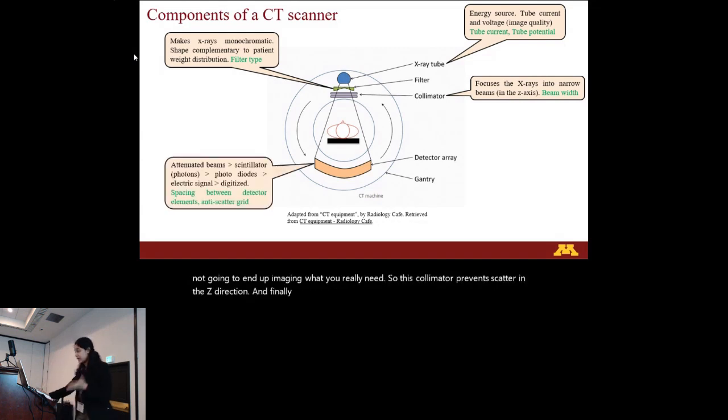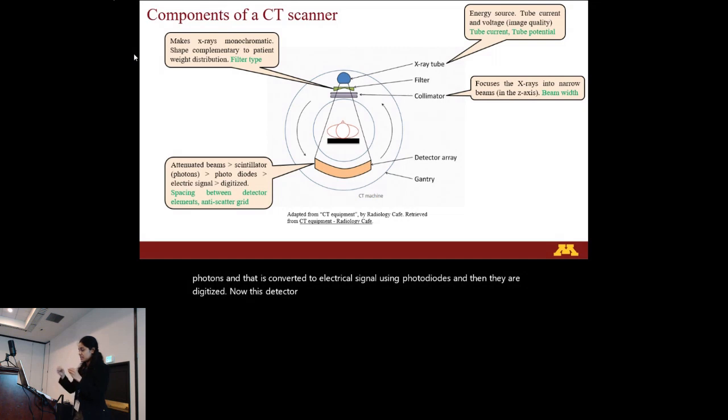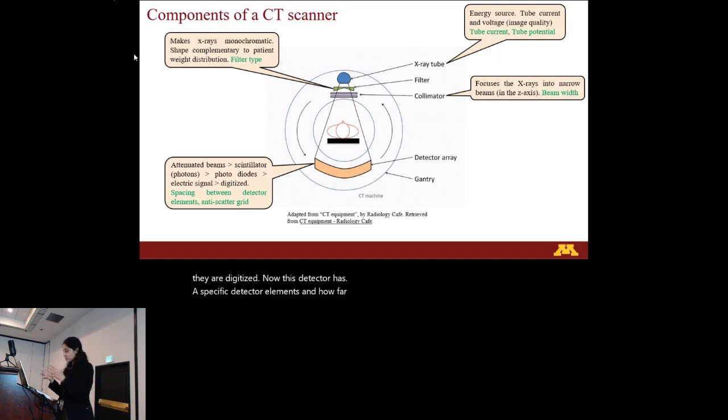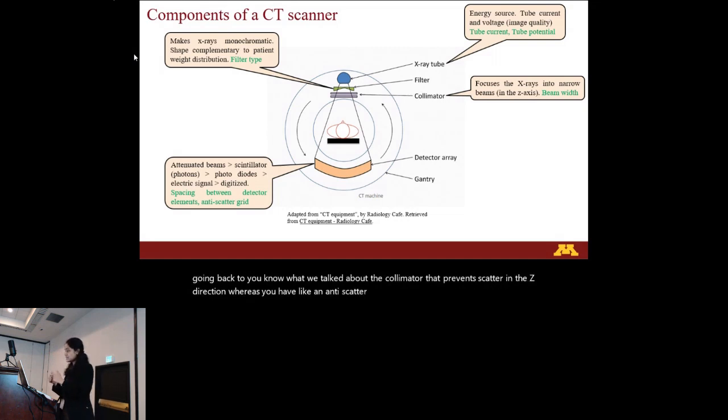And finally, most importantly, you have the detector, which is what captures the attenuated beams. You have a scintillator which converts the attenuated signal into photons, and that is converted to an electrical signal using photodiodes, and then digitized. Now, this detector has specific detector elements, and how far apart they're situated decides your image resolution. You also have an anti-scatter grid in the detector, which prevents scatter in plane. So going back to the collimator, that prevents scatter in the Z direction, whereas the anti-scatter grid within the detector array prevents scatter in plane.